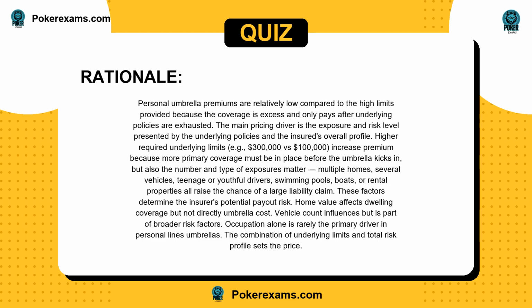Multiple homes, several vehicles, teenage or youthful drivers, swimming pools, boats, or rental properties all raise the chance of a large liability claim. These factors determine the insurer's potential payout risk. Home value affects dwelling coverage but not directly umbrella cost. Vehicle count influences, but is part of broader risk factors. Occupation alone is rarely the primary driver in personal lines umbrellas. The combination of underlying limits and total risk profile sets the price.